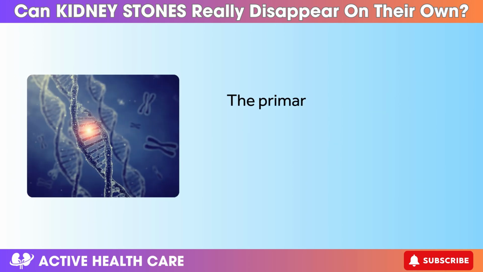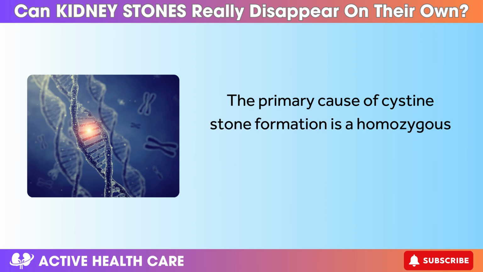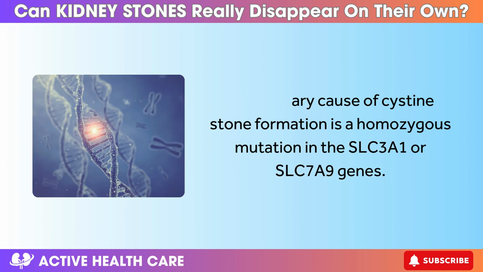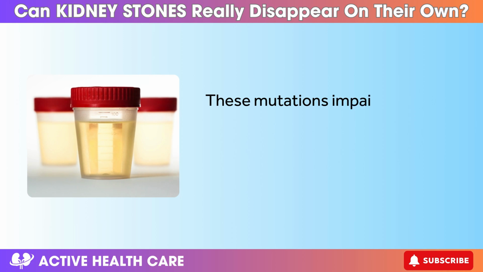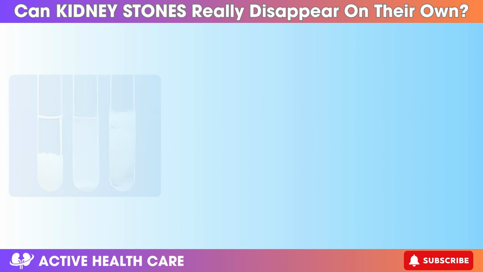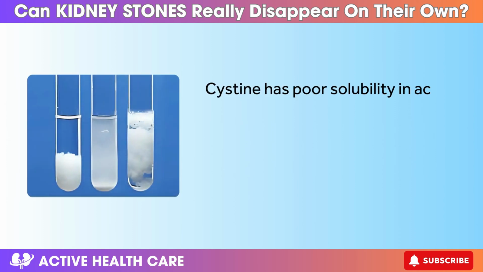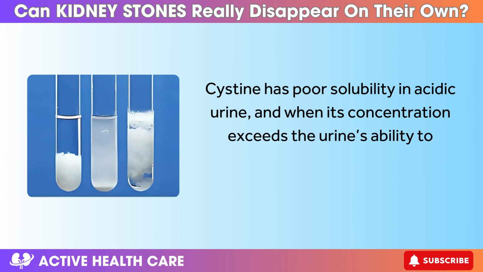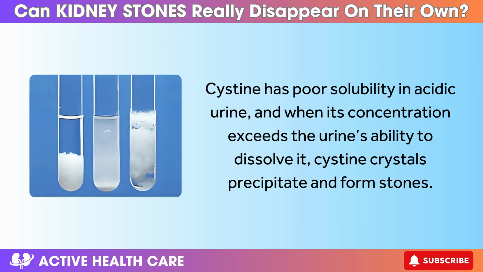The primary cause of cystine stone formation is a homozygous mutation in the SLC3A1 or SLC7A9 genes. These mutations impair the body's ability to reabsorb cystine, forcing it to be excreted in the urine, which increases cystine levels. Cystine has poor solubility in acidic urine, and when its concentration exceeds the urine's ability to dissolve it, cystine crystals precipitate and form stones.